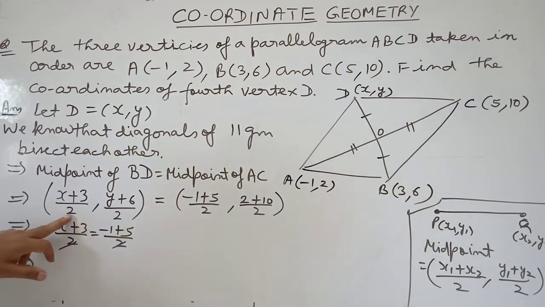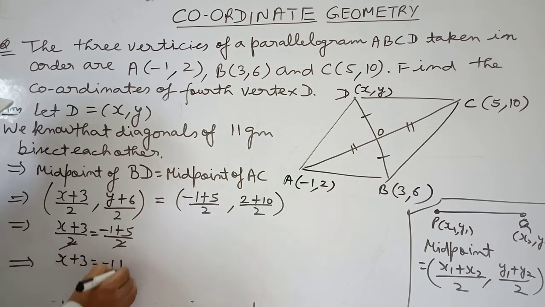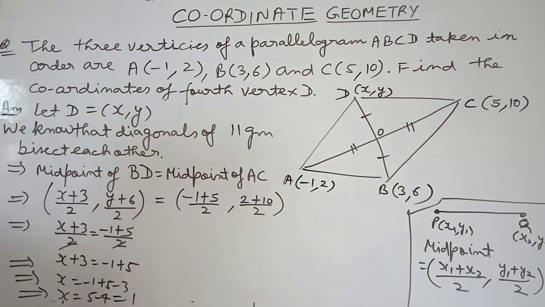Look, x plus 3 upon 2 equal to -1 plus 5 upon 2. So x plus 3 equal to -1 plus 5. X equal to -1 plus 5 minus 3. X equal to 5 minus 4 equal to 1. X coordinate is 1.